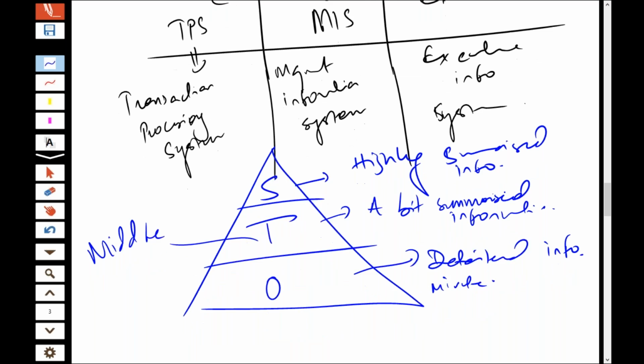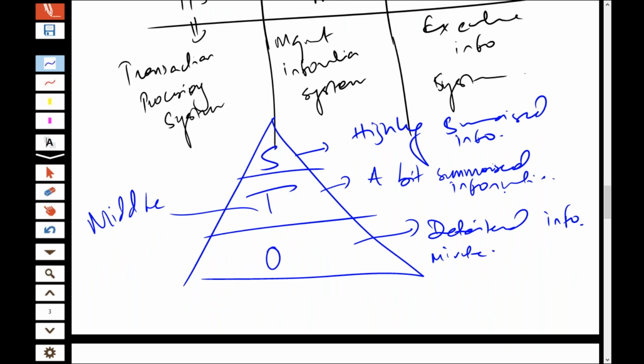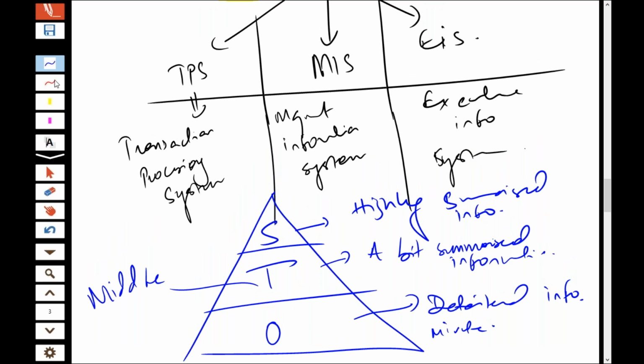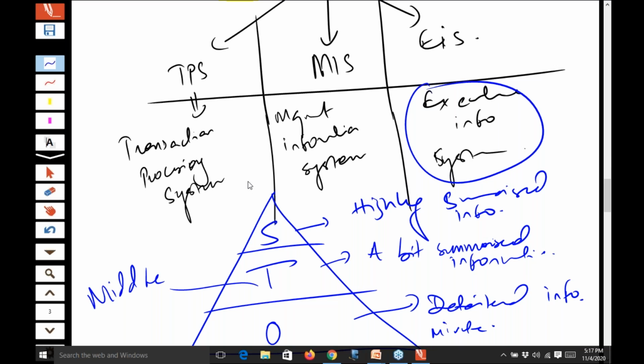Obviously the executive level management doesn't have the time. They need information which is very summarized. Okay, yes, there is a decision support system also. You're right.